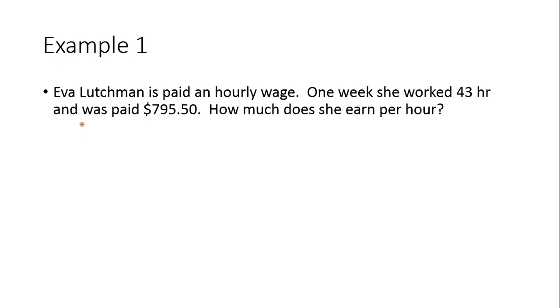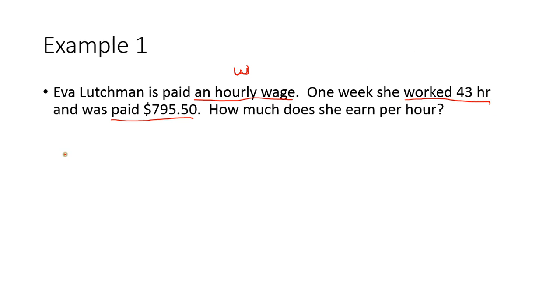So our first example says: Eva Lushman is paid an hourly wage, so we can call that W. We just call that W, wage. So one week she worked 43 hours and was paid $79.50. So how much did she earn per hour?